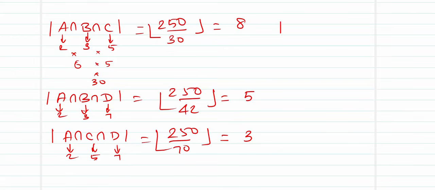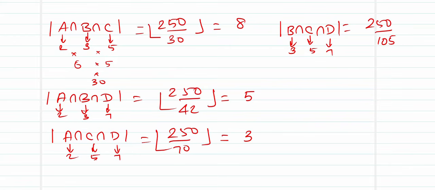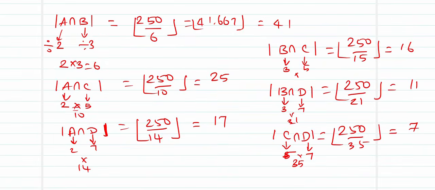And the last one for us will be B intersection C intersection D. So B is going to be 3, 5 and 7. So it is 250 divided by 5 3s are 15, 15 into 7, that makes it as 105. So number of elements between 250 to 105, it goes 2 times. So we are done with elements taken 3 at a time.